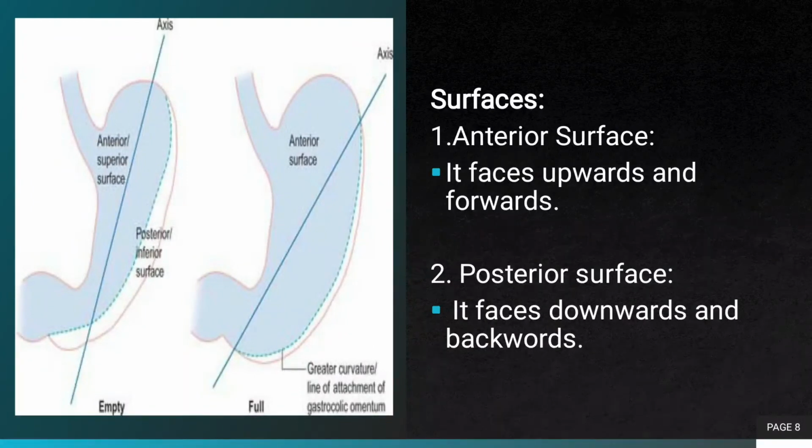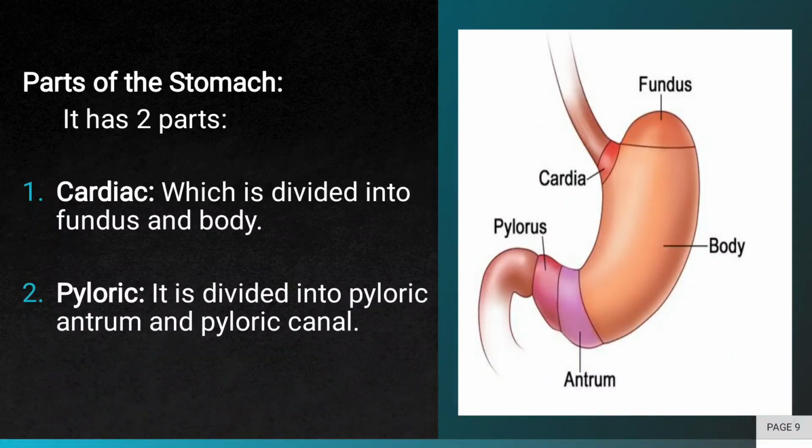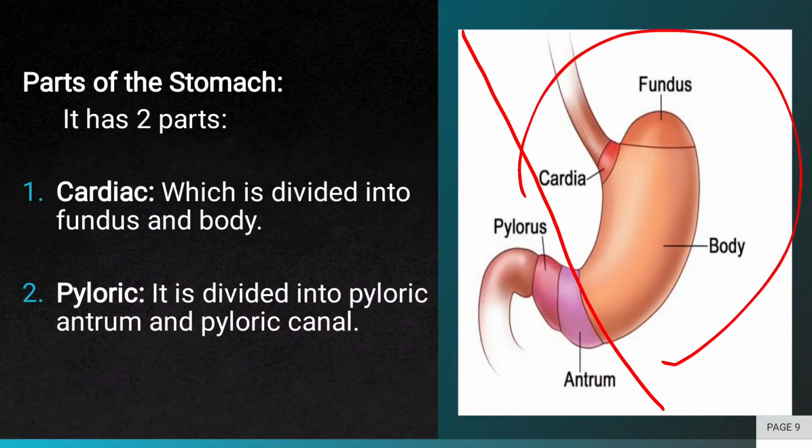There are two surfaces. First is the anterior surface, which is also called the anterior superior surface because it faces upwards and forwards both. The posterior surface faces downwards and backwards. Parts of the stomach: it has two parts, cardiac and pyloric. Cardiac is divided into fundus and body, and pyloric is divided into pyloric antrum and pyloric canal. So we'll make the division, and this is the cardiac part and this is the pyloric part. In the cardiac part, there is the fundus and body, and in the pyloric part, the antrum.